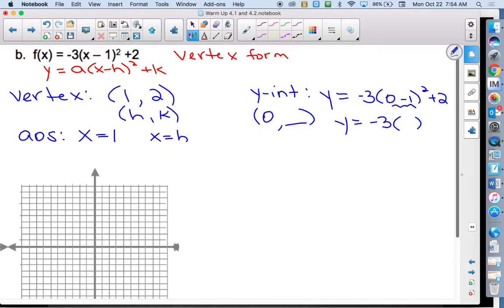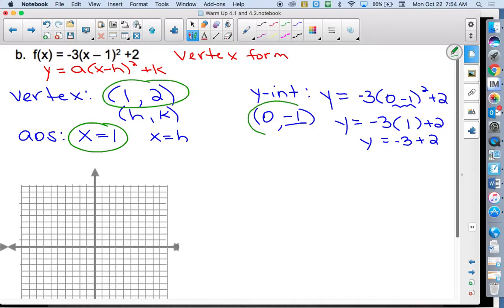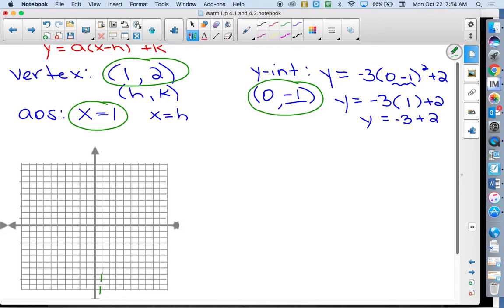So here we would have -1 squared, which is +1. And then -3 plus 2 is -1. So we have an axis of symmetry at 1, the vertex at 1, 2, and then the y-intercept at 0 and negative 1. All the graphs are created the same exact way. You're just finding the information a little different based off of the way the problem is written. So the form of the problem kind of helps us find that information.